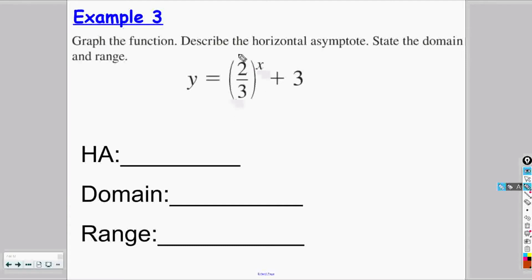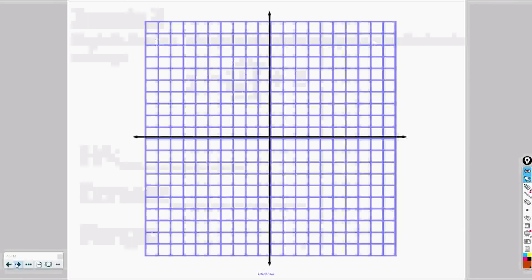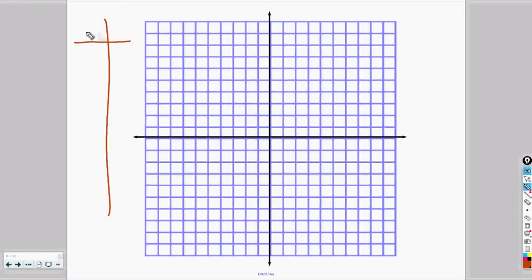We're going to figure out what 2/3 to the x power is first and then add 3 to whatever value that is. So that means this is going to cause some vertical shift to the graph of this function. I'm just going to plug in a few values. We're going to get a lot of decimal values here, so I'm just going to plug in -2, -1, 0, and 1, and we'll see what that looks like.